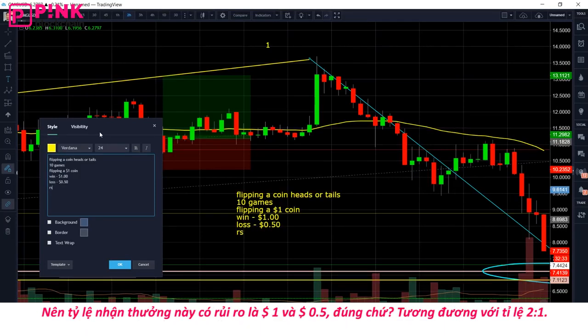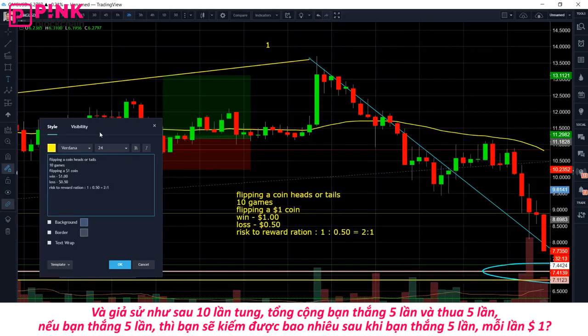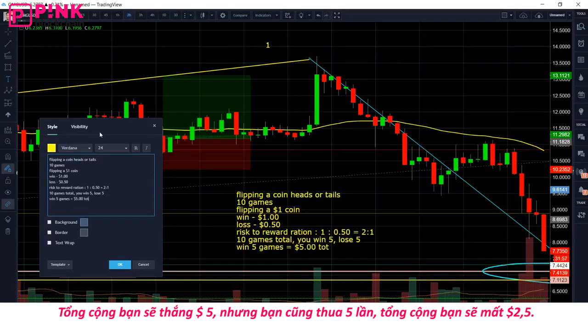So this risk to reward ratio is obviously $1 to 0.5, right? 50 cents. It's the same thing as saying 2 to 1, right? Does that make sense? $1 to 0.5 is the same thing as saying $2 and $1, right? 2 to 1, right? So now let's say out of 10 games total, you win 5 and you lose 5 games, okay? Now, if you win 5 games, how much does that equal if you're winning $1 each time? So you'd be winning $5 total, right?